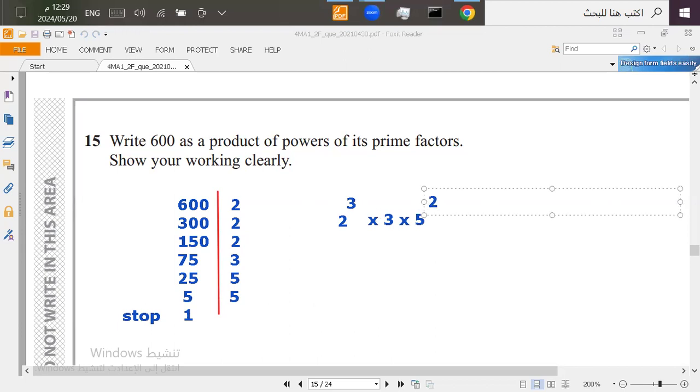Or you can write it as 2 times 2 times 2 times 3 times 5 times 5. Same idea with the answers. Now, you can use the power notation or the index notation as the answer, like this. And this is how you find the products or write a number as a product of its prime factors. Now, let's move on to the next question.